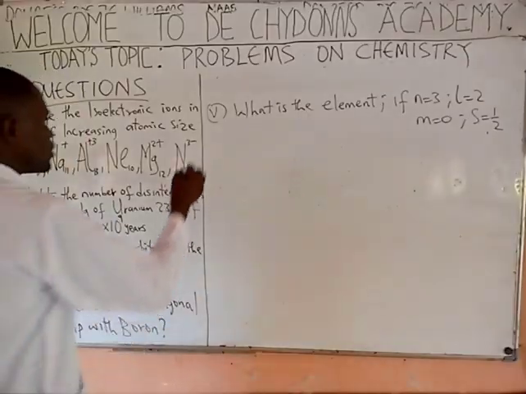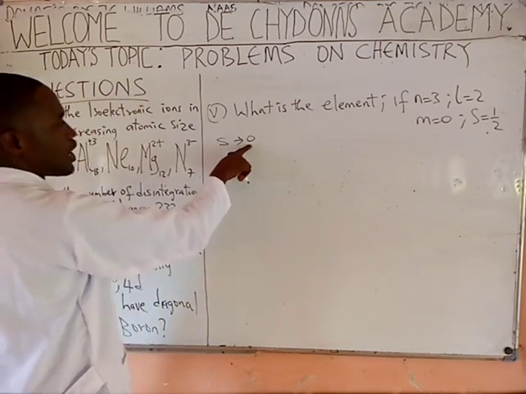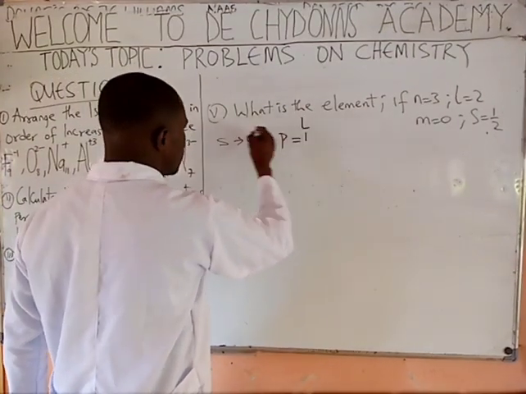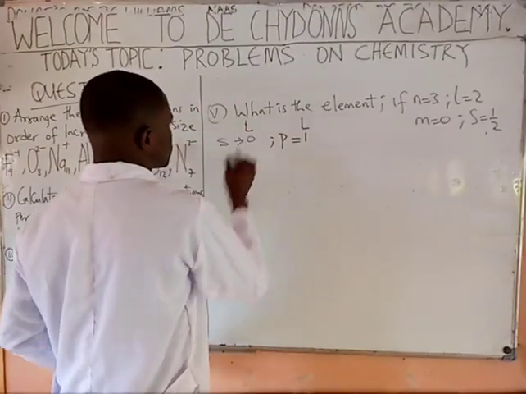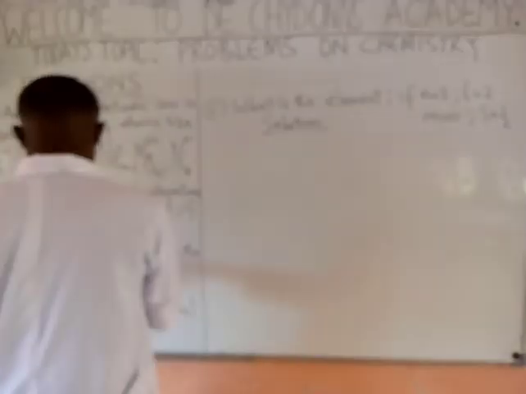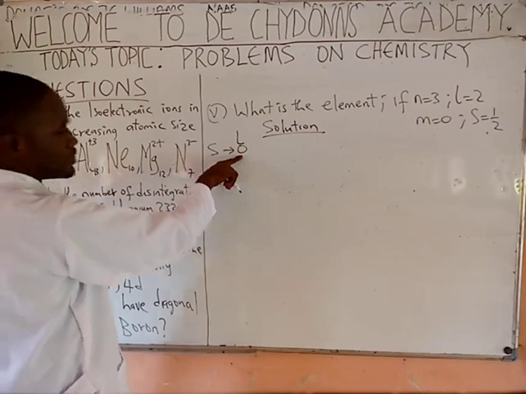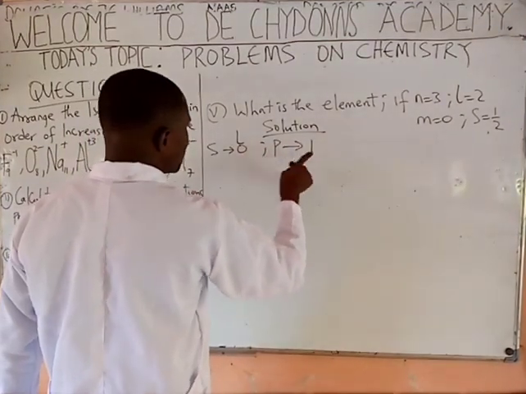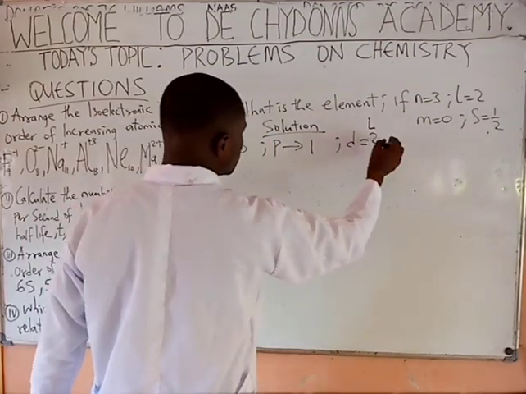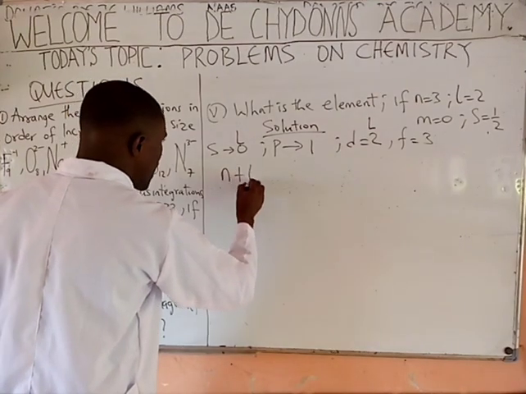Now, in this question, S is denoted to be 0. It has an azimuthal quantum number of 0. P is denoted to be 1. It has an azimuthal quantum number of 1. This is the l. Let's write it clearly. The S orbital is noted with 0, that is, its azimuthal quantum number is 0. The P is denoted with 1. The D is noted with 2. The F is noted with 3, and so on. SPDF.